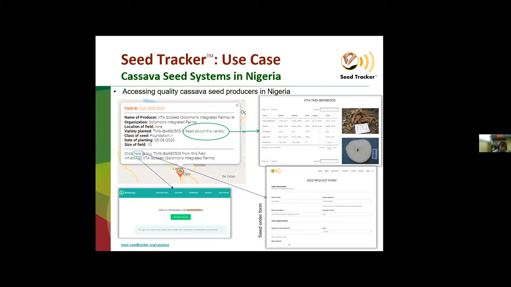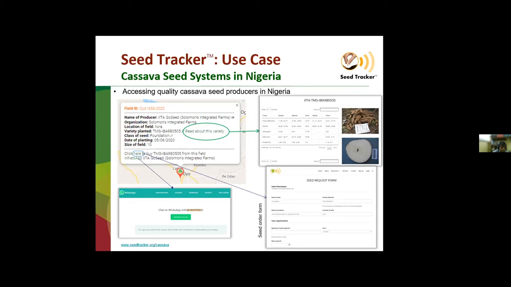This form automatically extracts the data from this seed field. It pre-fills variety data, etc. All users have to do is to provide the quantities that they are expecting to procure and by which date, and submit. So the producer will receive an alert by email as well as SMS. It is also possible to make connection with the producer through WhatsApp.